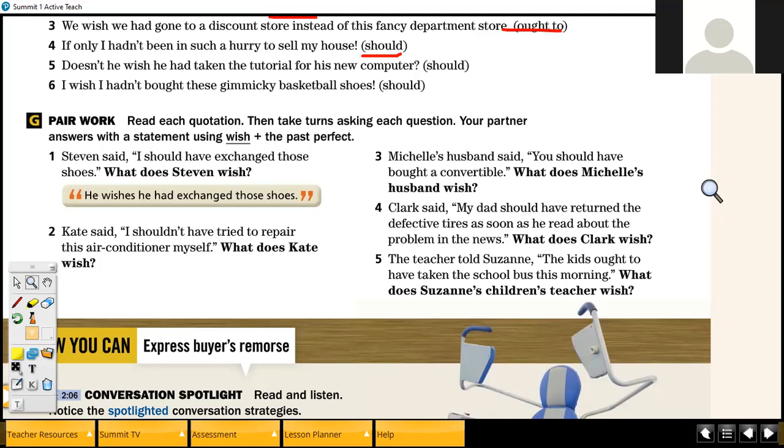Steven says, I should, he wishes he had exchanged this. Okay. Okay, so here we go. Kate said, I shouldn't have tried to repair this air conditioner myself. What does Kate wish?